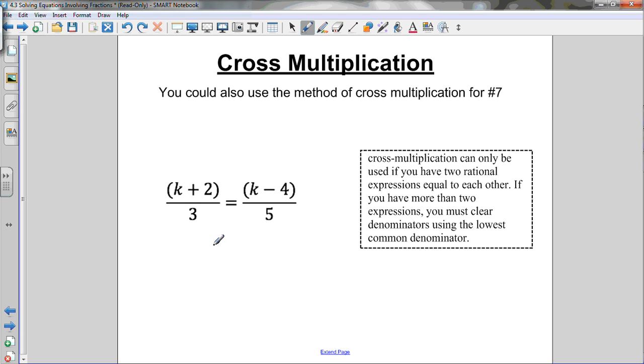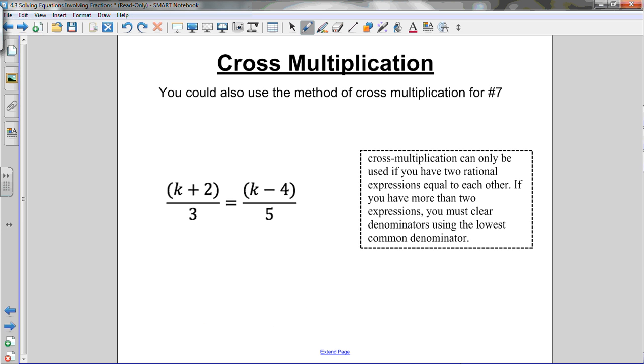Okay? If you have more than 2 expressions, like I was just saying, you have to clear the denominators. You must clear the denominators using lowest common denominators. Okay? By multiplying both sides by the lowest common denominator. So this is the only scenario when cross multiplication works.